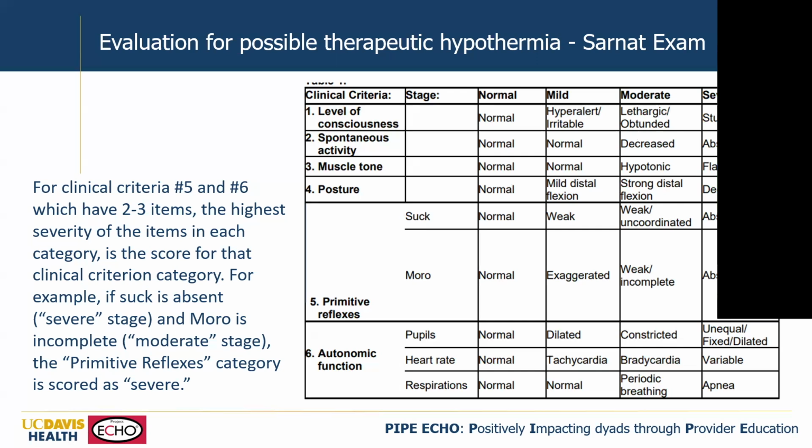So I guess, what questions do people have about this? Because I feel like this is the thing that providers are going to interface with the most. Does this kind of make sense? Is there anything you feel uncomfortable assessing, like posture or autonomic reflexes or anything else? So on 5 and 6, even let's say a suck is normal, but then their Moro is exaggerated. It's still classified as mild.